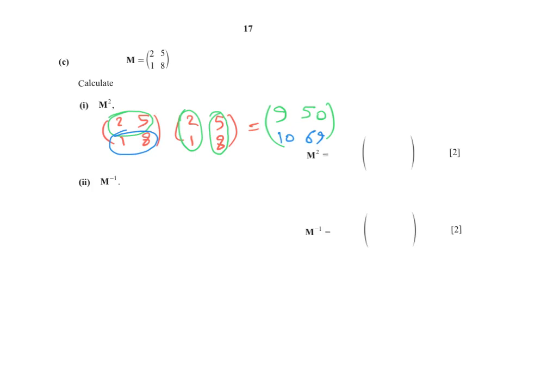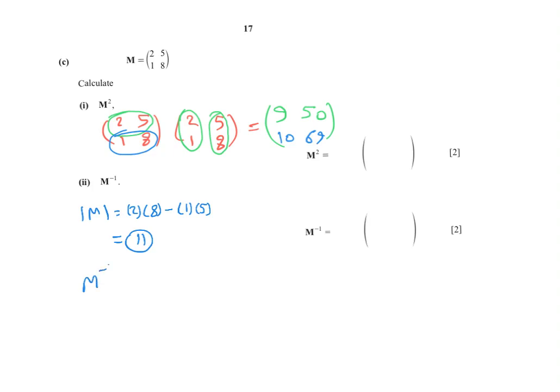To find M inverse, the inverse of M, you must find the determinant of M. The determinant of M equals 2 times 8 minus 1 times 5. 16 minus 5 is 11.